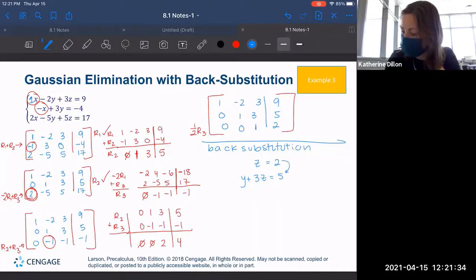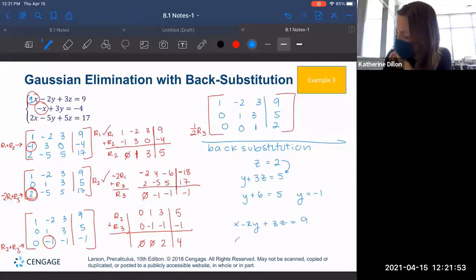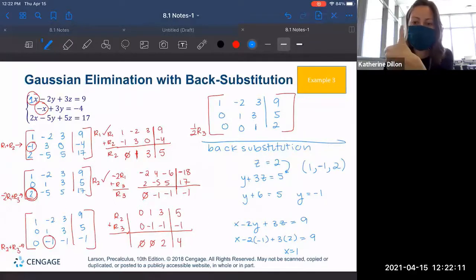That one's a given. I plug that in here. y plus 6 equals 5. If I subtract 6 from both sides, I should get y equals -1. That last equation will be x minus 2y plus 3z equals 9. So I've got x minus 2 times -1 plus 3 times 2 equals 9. Once we solve that, we get x equals 1. So we can write our answer as an ordered triple, (1, -1, 2). Nice job, Vivek.